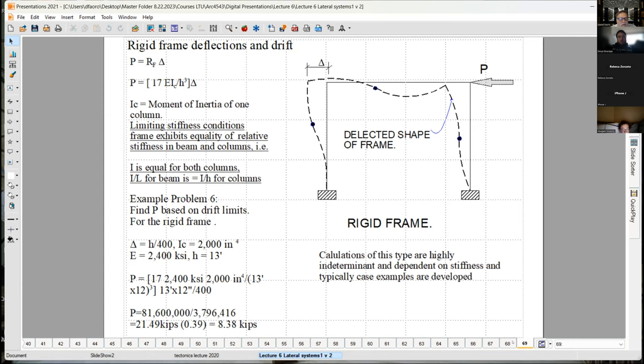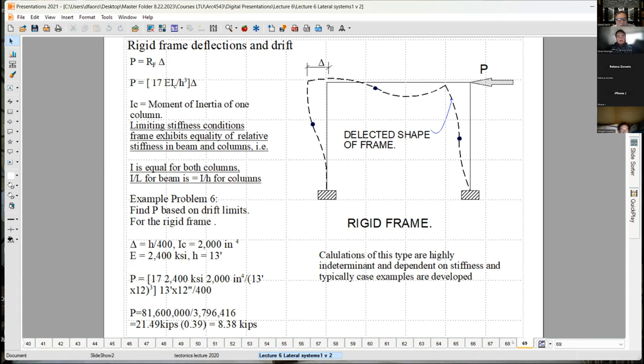And our formula set, where 17 is a constant, is multiplied through. Please note, we've got inches for all the units and kips, KSI for our I sub C, and our height and moment of inertia are in inches. Our value is 13 feet times 12 inches in the denominator, and we wind up with 13 feet times 12 inches over 400. That's setting it as our drift limit. So as we calculate our values, we essentially embedded our drift limit in the denominator. And we have 0.39 there as our drift limit check down below.